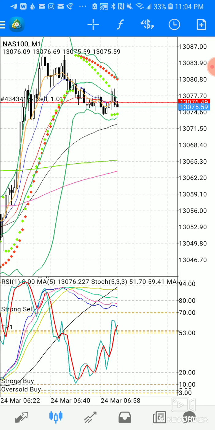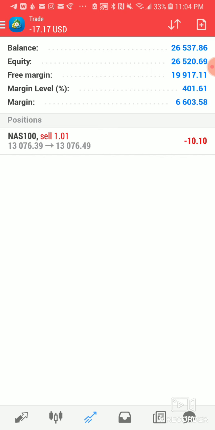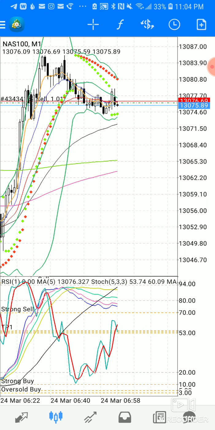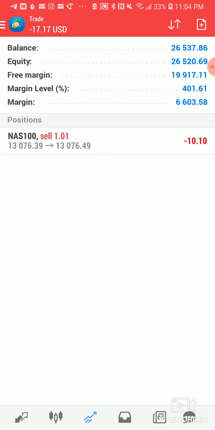All right. Now look at my stochastic at the bottom on the 1-minute chart. It's getting ready to drop down a little bit. So within any second, I shall be in profit.